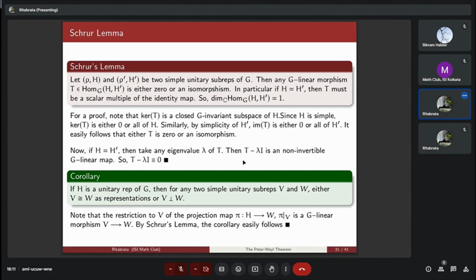And that's the proof. This Schur's lemma is a very simple thing, but it has a wide number of applications.